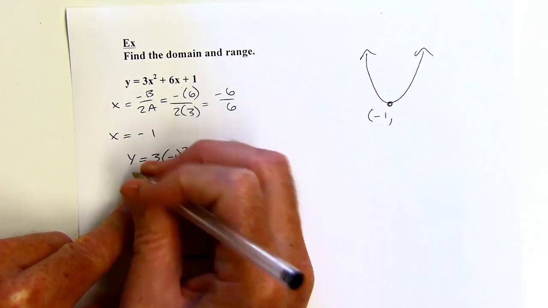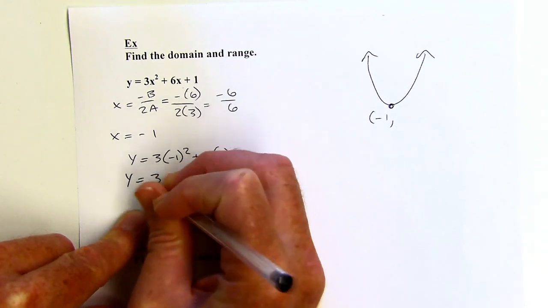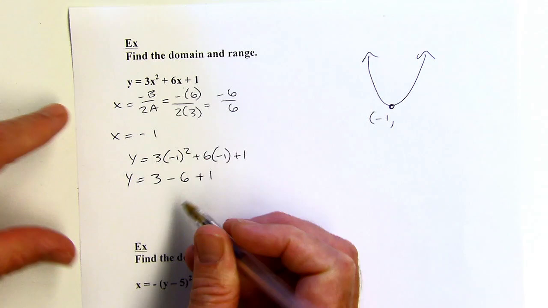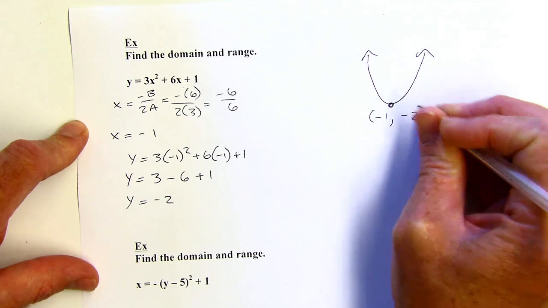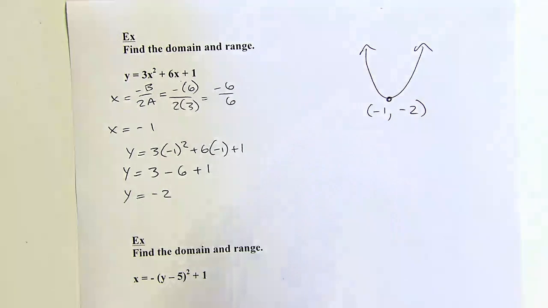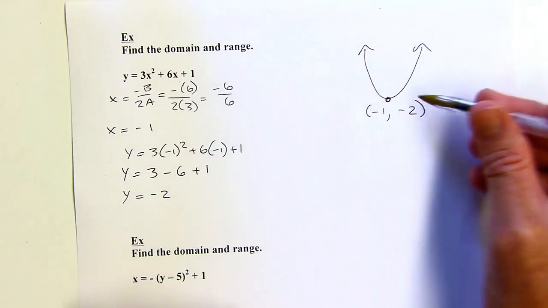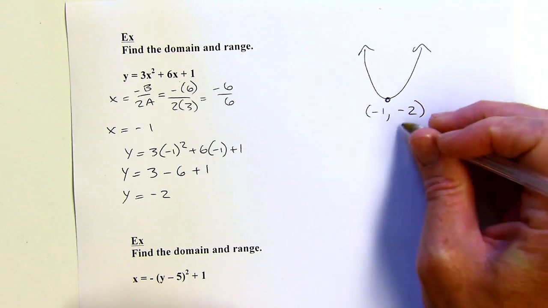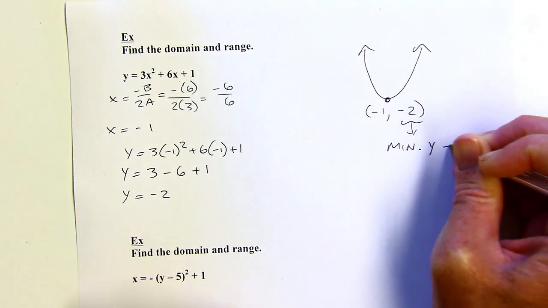Okay, and then I'll do the arithmetic here. So let's see, negative 1 squared is 1, so 3 times 1 is 3. 3 minus 6 is negative 3. Add 1 to that, negative 2. So now I can see that my vertex is the point negative 1, negative 2. Okay, so that means that the lowest point here is at a height of negative 2. This is my minimum y value.